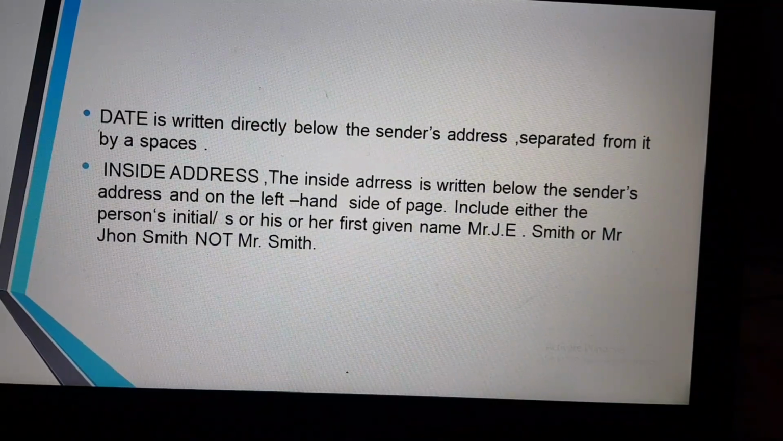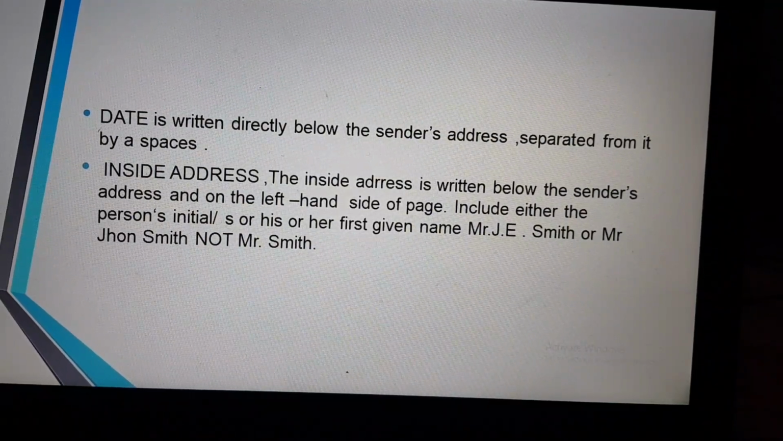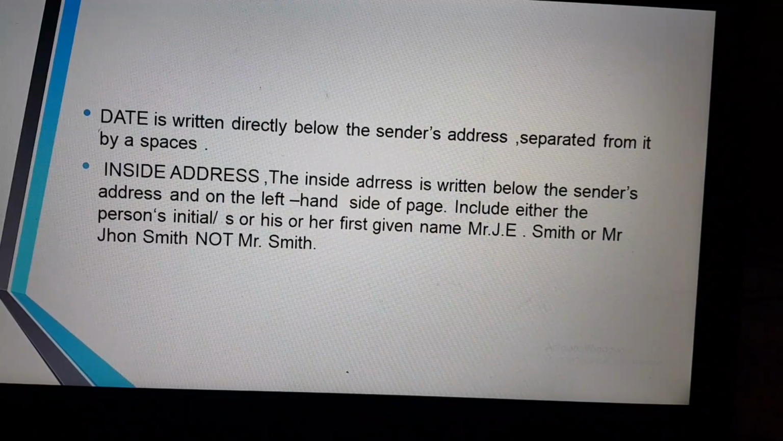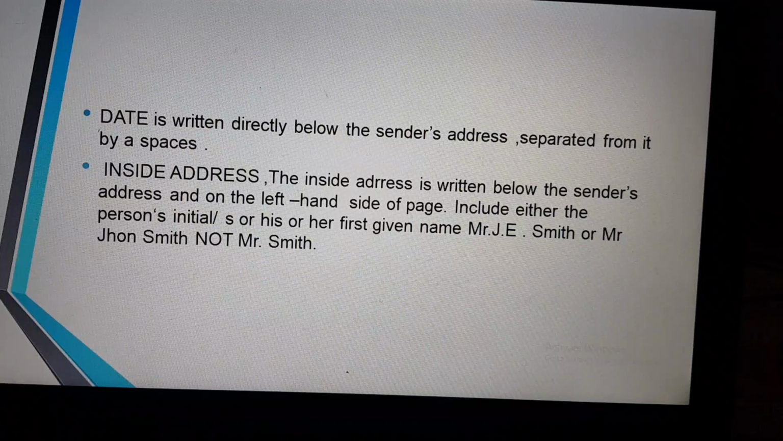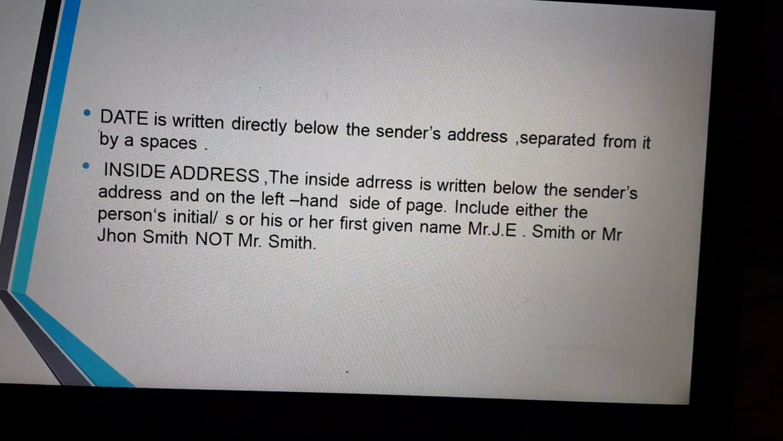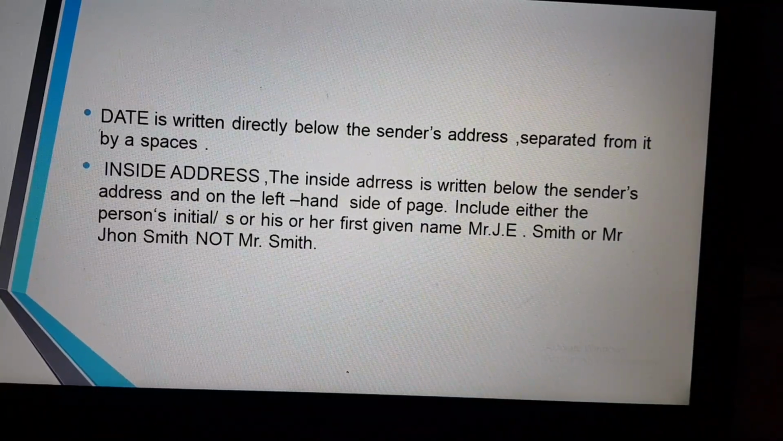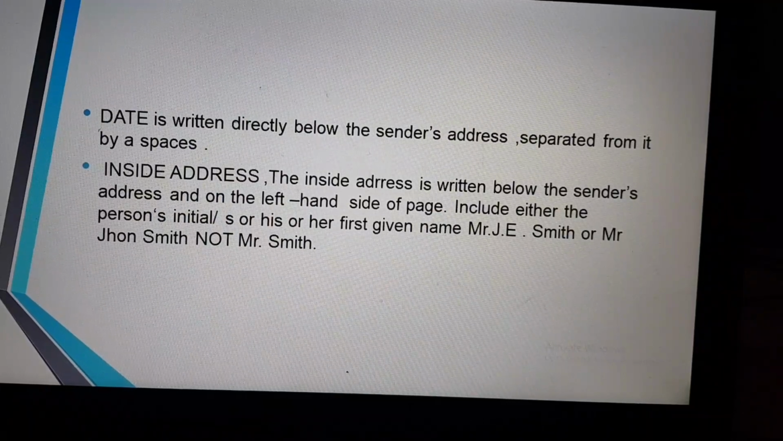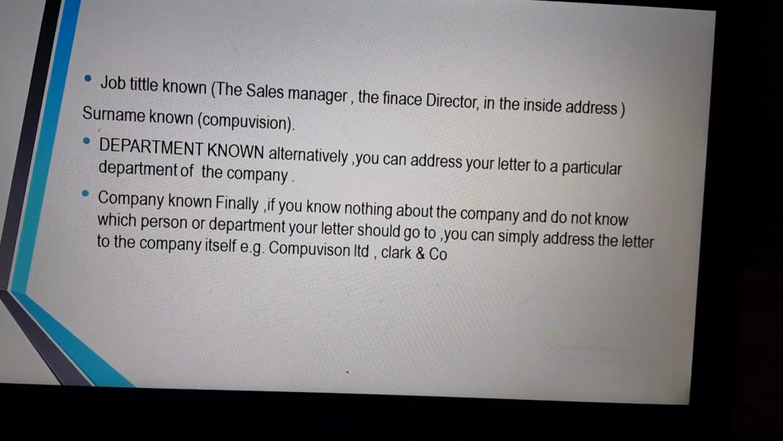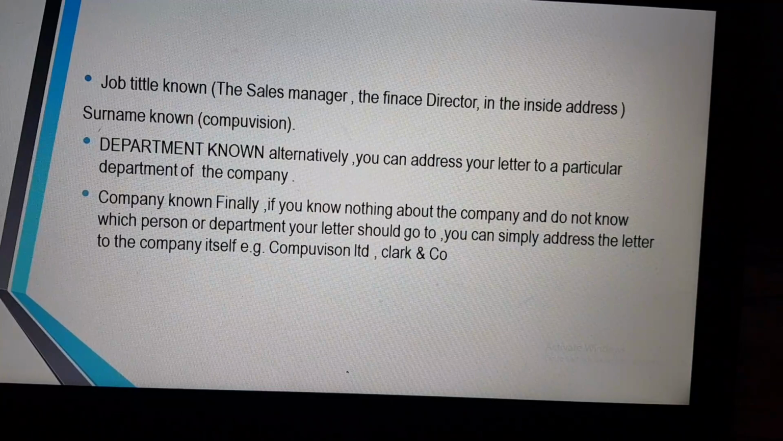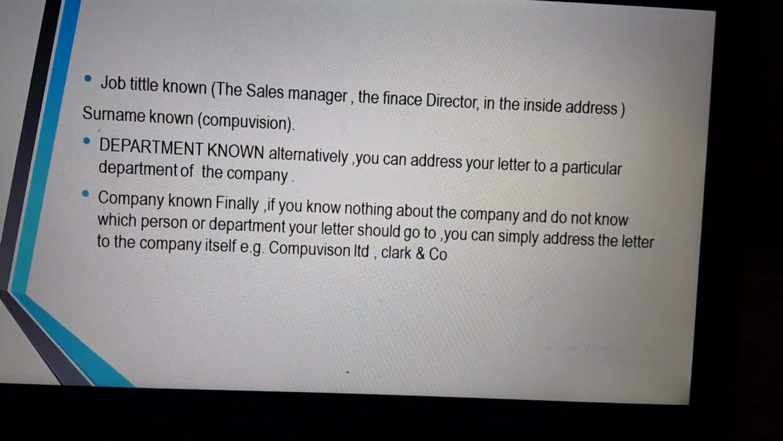Inside address. The inside address is written below the sender address and on the left hand side of the page. Include either the person's initials or his or her first given name, for example Mr. John Smith, not Mr. Smith. Job title, for example the sales manager, the finance director, and the inside address. Surname only, no confusion.